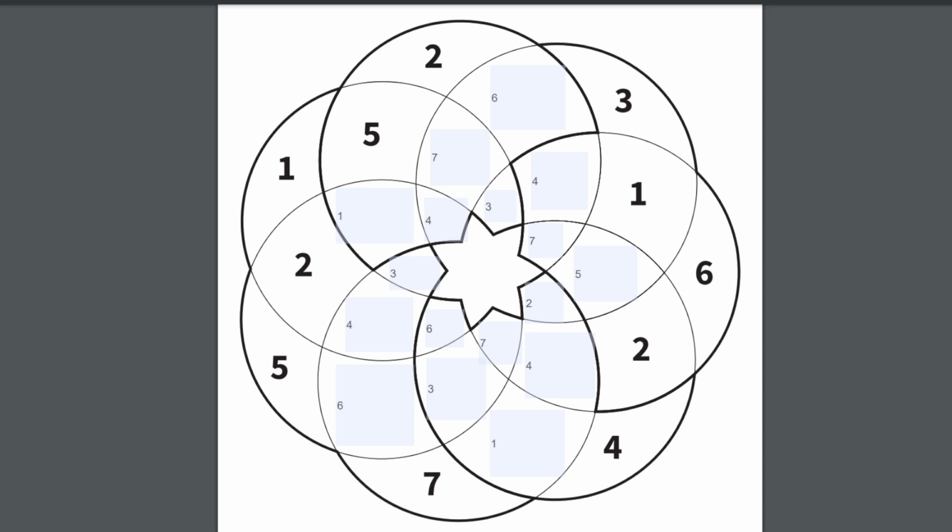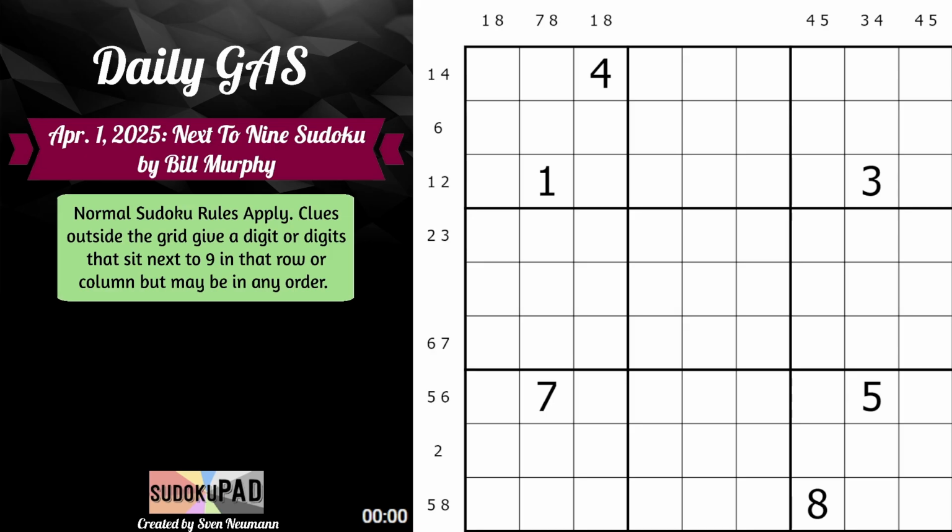But let's jump to the next set of puzzles, of which we have two. This is the first of two puzzles called Next to Nine Sudoku by Bill Murphy. Normal Sudoku rules apply. Clues outside the grid give a digit or digits that sit next to 9 in that row or column, but may be in any order. So, what does that mean?